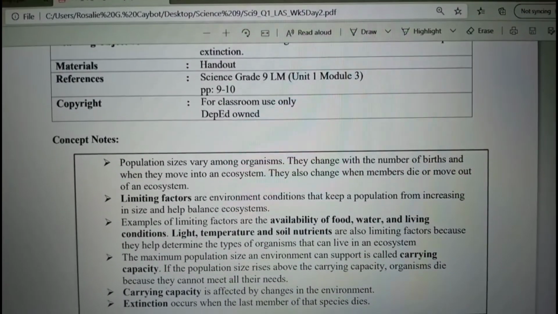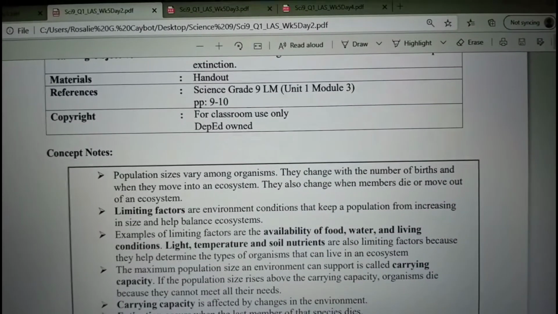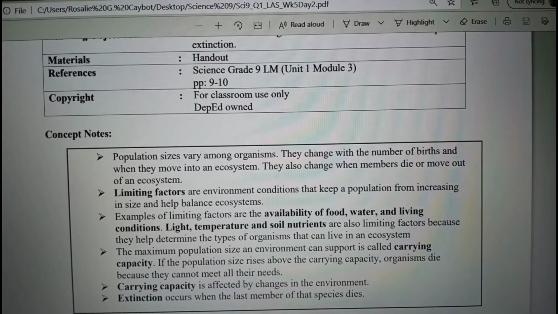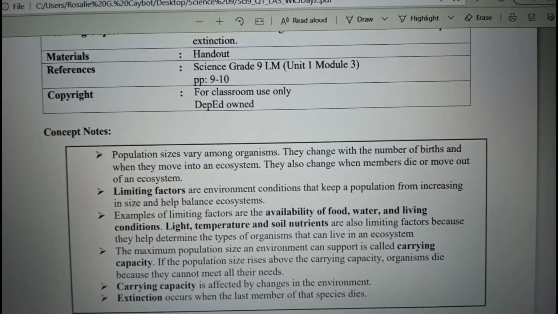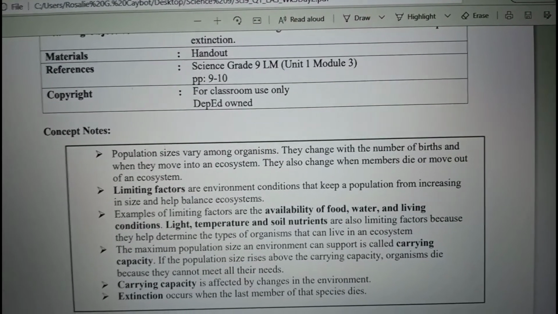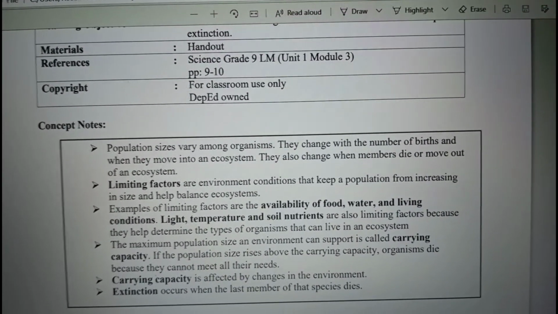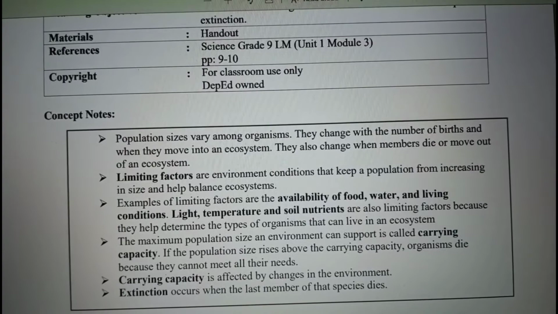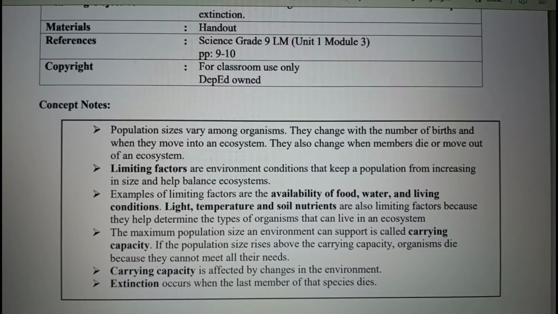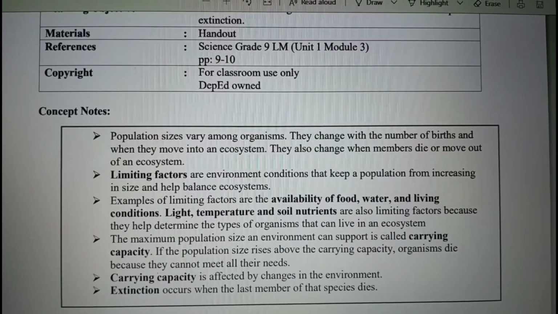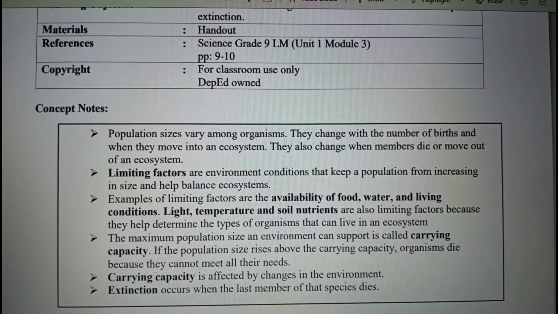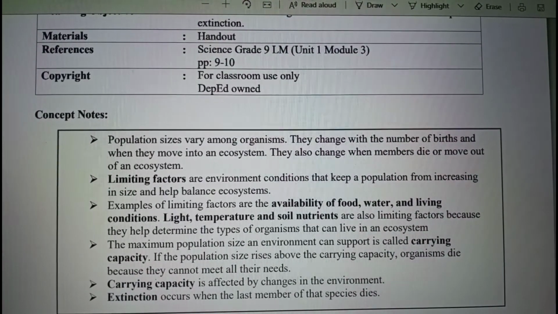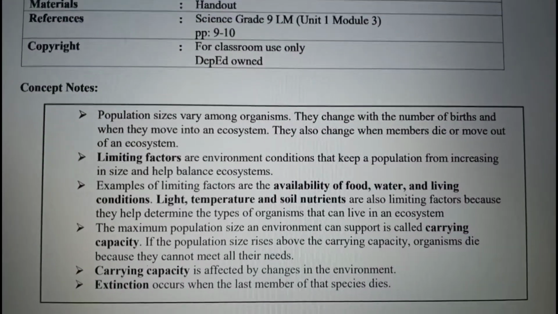Another, they also change when members die or move out of an ecosystem. So these are the limiting factors. Okay? Limiting factors are the environmental conditions that keep a population from increasing in size and help balance the ecosystem. So, if we say limiting factors, meaning these are the factors that limit the number of population of a certain organism in an ecosystem. So, the importance of this is to help us balance our ecosystem.